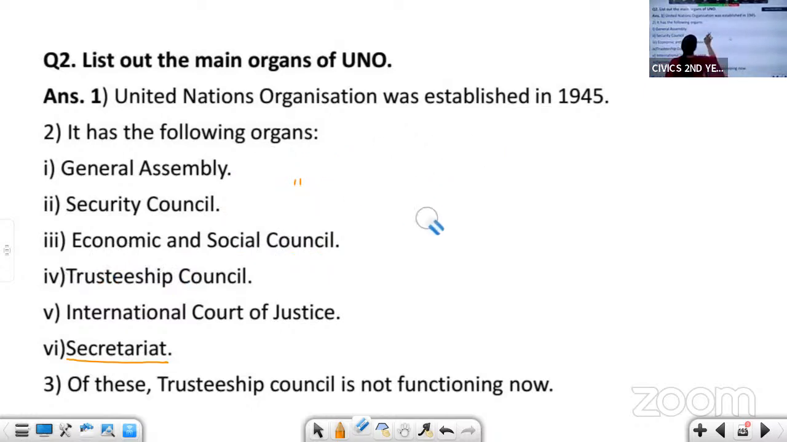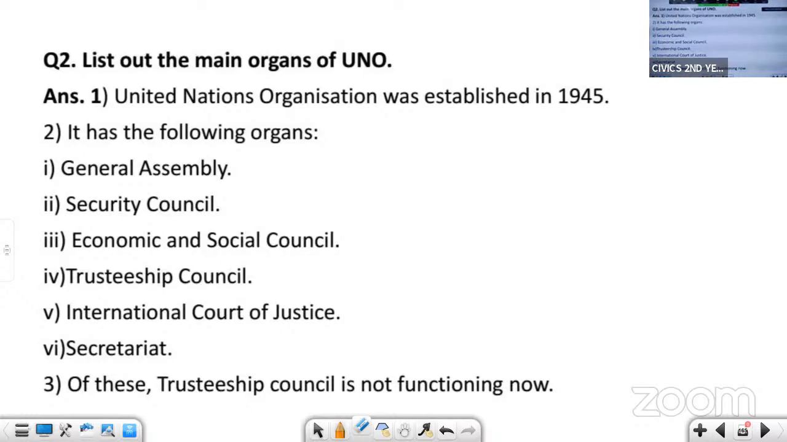Trusteeship Council is not working now because now we don't have any trust territories. All the countries have become independent. There are no trust territories. So there is no Trusteeship Council. It is not functioning. Okay.